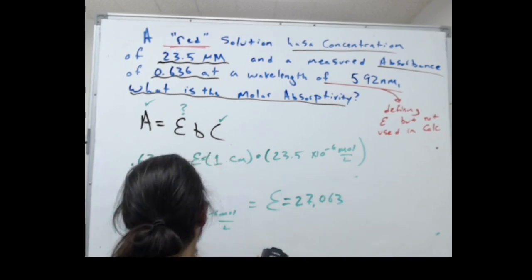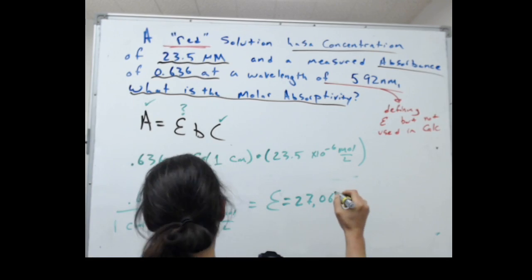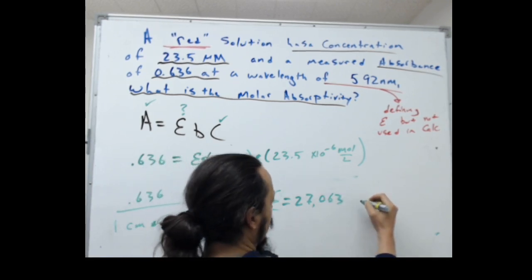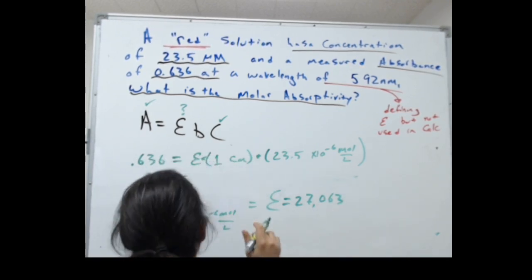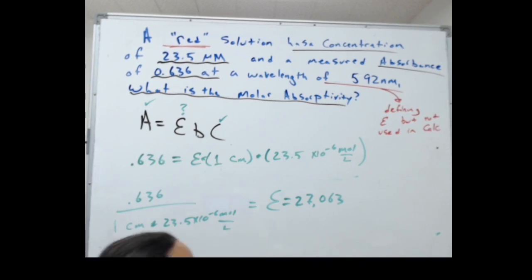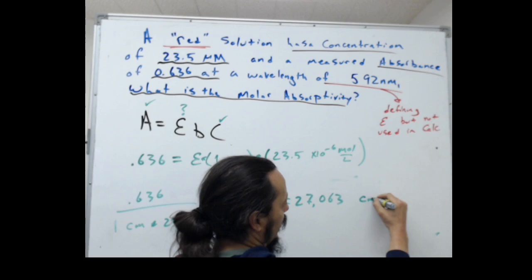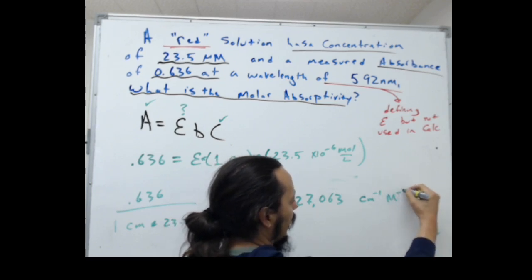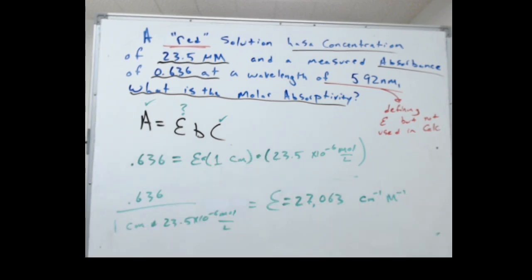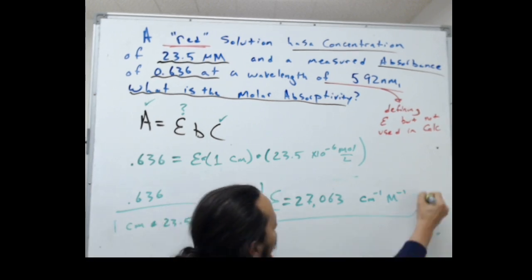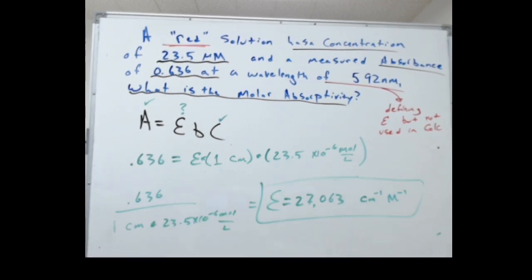27,063.123, and the units would be, let me make sure I got my units right. I'm going to have centimeters and moles on the bottom. We can do it like this, centimeters minus 1, molarity minus 1. That's a fine unit for this. So this would be my answer for the molar absorptivity.